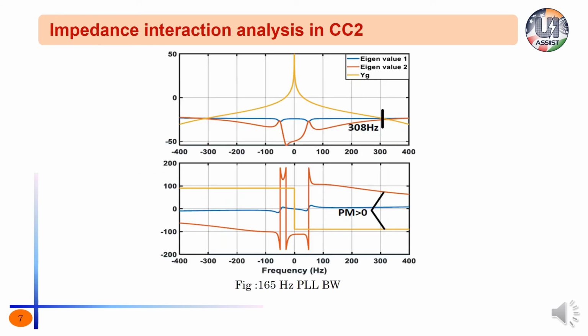For current controller 2, at 165 Hz PLL bandwidth, there is sufficient phase margin and the system is stable. But for CC1, instability is witnessed for the same PLL bandwidth. This difference in interactions with grid impedance is due to dissimilar negative damping offered by the PLL.